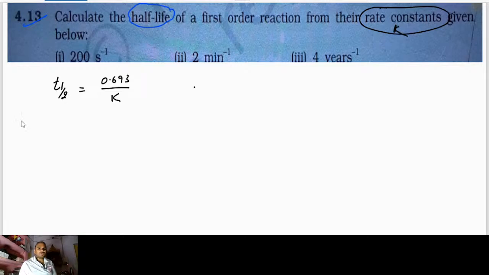So suppose you are solving problem number 1, student. What is t1 by 2? You can write 0.693, and what is the k value? It is 200 second inverse, right? So this is the point. Now you just solve this, student. Solve and check what the answer is going to be.